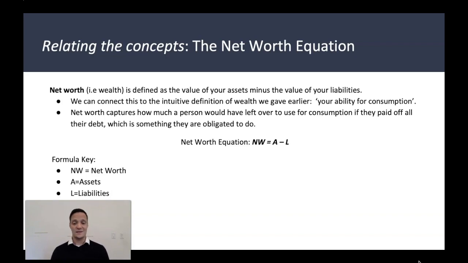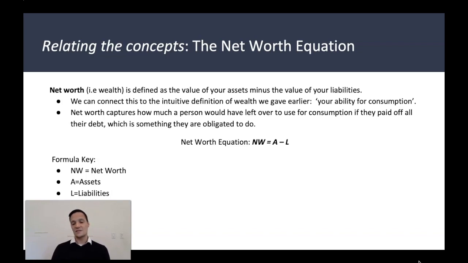In math class, we teach kids that two variables next to each other means you multiply them. And then here in our course, we're using NW equals A minus L. Why are we doing that? We're doing that because when students are no longer with us, this is what they're going to see. This is how people talk about the net worth equation. This is what they'll see in other literature outside of math class.